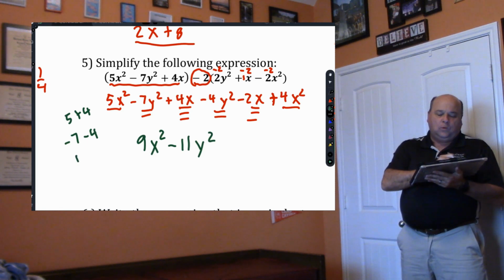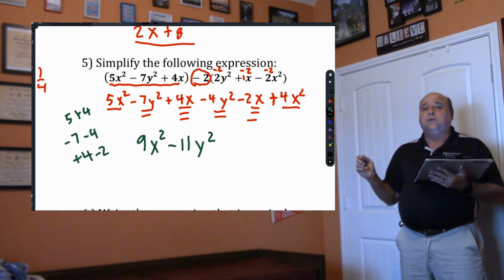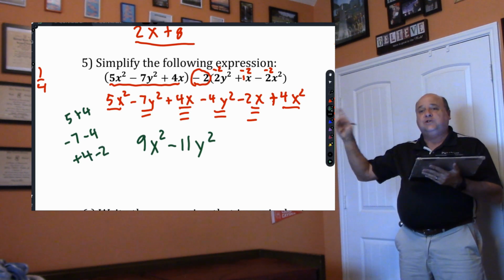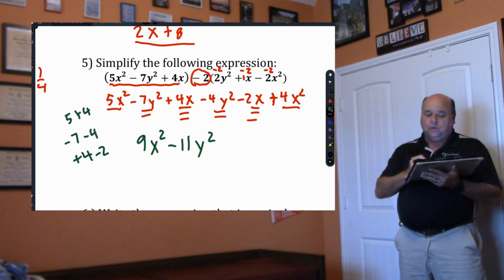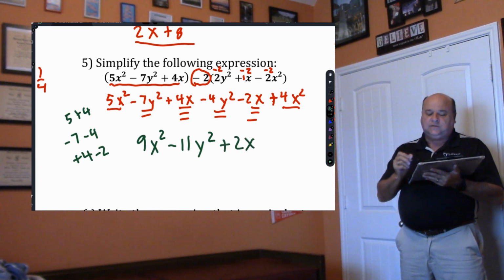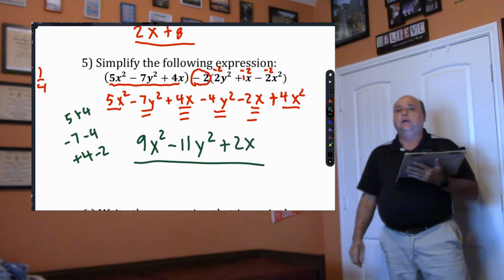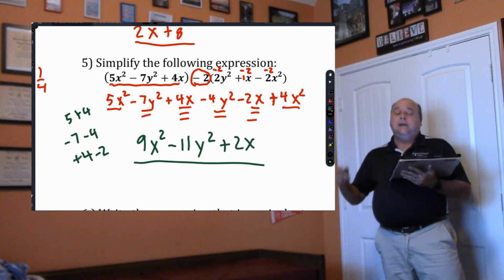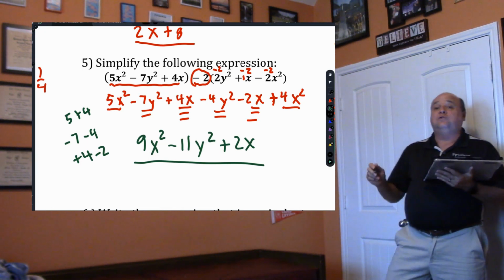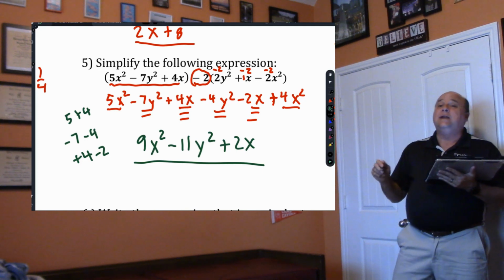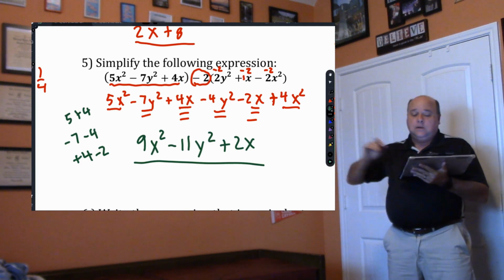We have a plus 4 and we have a minus 2 for the triple underlines. 4 minus 2 is 2, and it's a positive 2. So I'm going to put plus 2x. This is the answer, okay? It would be a trinomial, and technically it has a degree of 2, and it has x and y in it. You would not be able to graph this, okay?